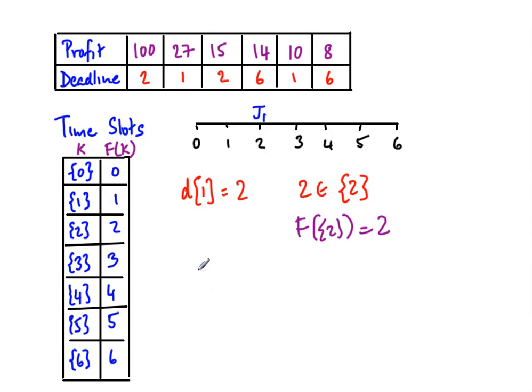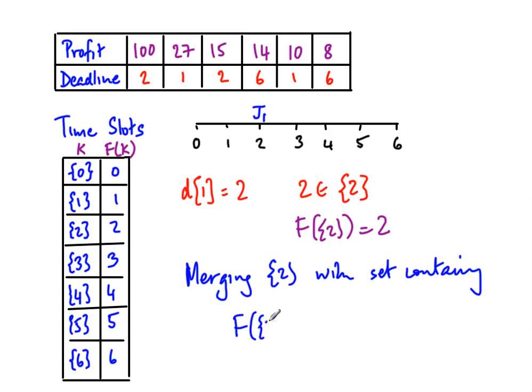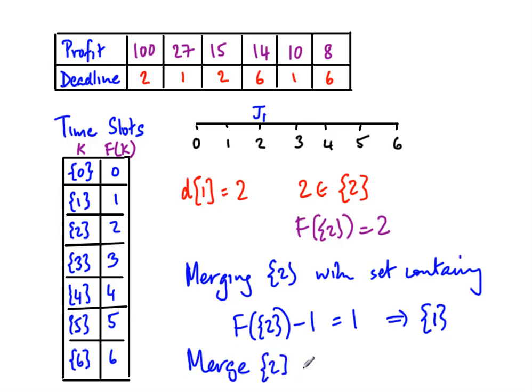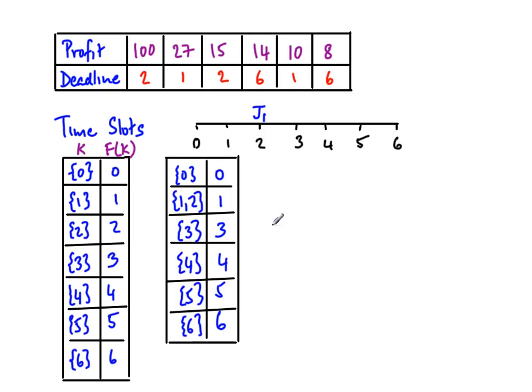Now we have to update the fact that time slot 2 is no longer available for itself. And this we do by merging the set 2 with the set containing f of 2 minus 1. So f of 2 minus 1 is just equal to 1 and the set containing 1 is just 1, right? So this means that we merge 2 with 1, right? And this will give us a new picture as follows. So the number of sets has collapsed by 1 because the elements 1 and 2 have now been merged into the same set, and for that set the f value is 1.